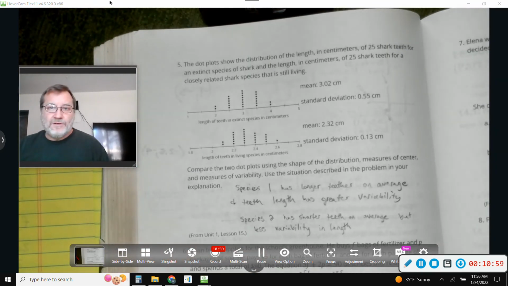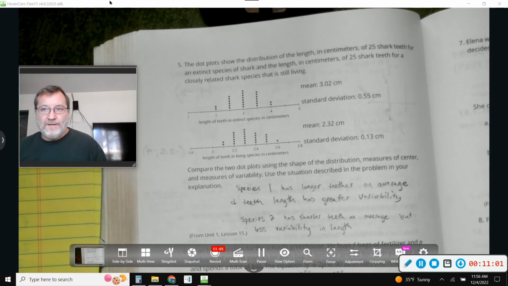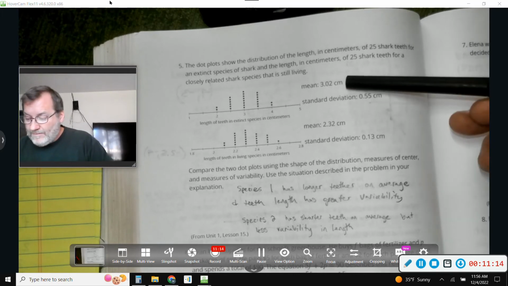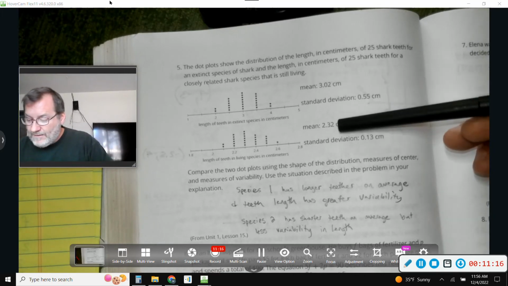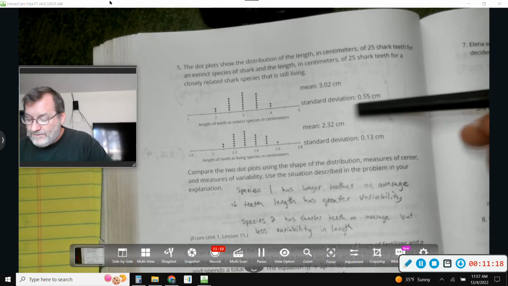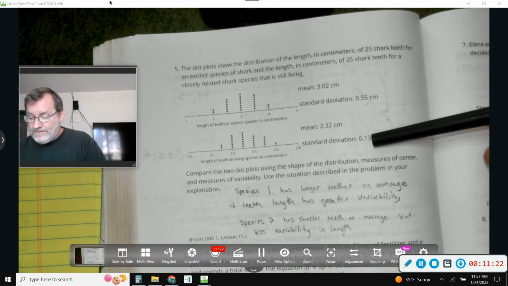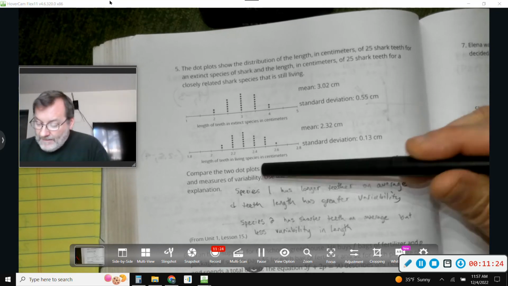The dot plots show the distribution of the length in centimeters of 25 shark teeth for the extinct species of shark, and the length in centimeters of 25 shark teeth for a closely related shark species that's still living. So let's see what we have here. You've got a mean of 3.02 and a mean of 2.32, a standard deviation of 0.55 and a standard deviation of 0.13. Compare the two dot plots.